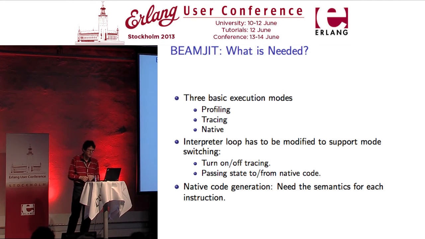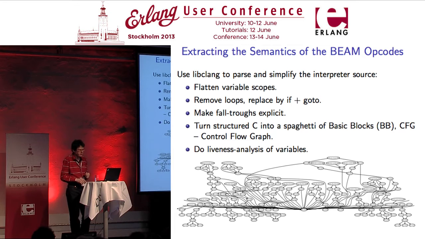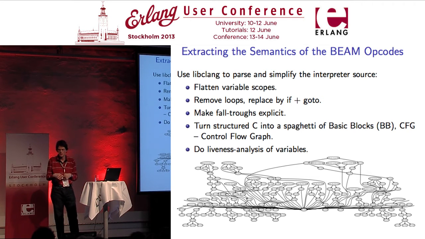And then also we have a big part which is native code generation. We have to actually, from our trace, produce native code. And for that, we need the semantics for each instruction. And I've previously hinted about that. We use libclang to parse and interpret the Erlang Beam implementation. And we do some transformation on the code of the main interpreter loop.